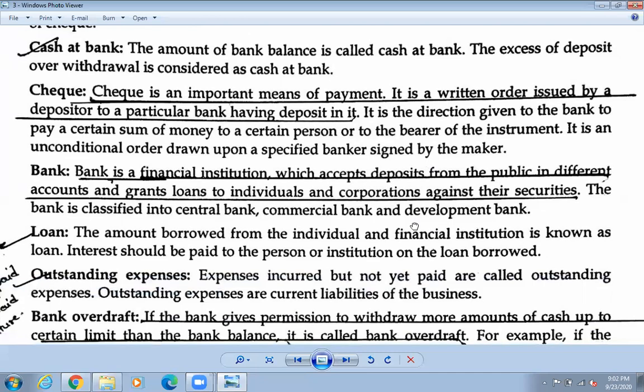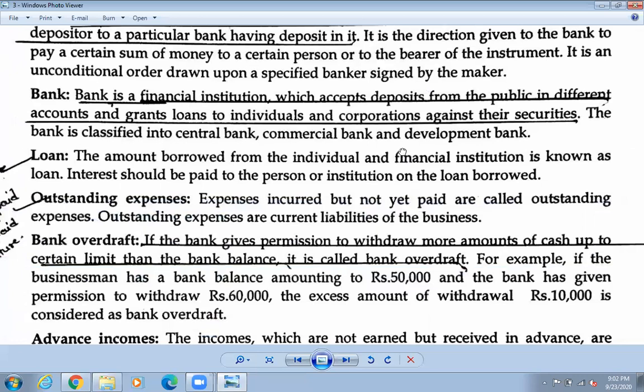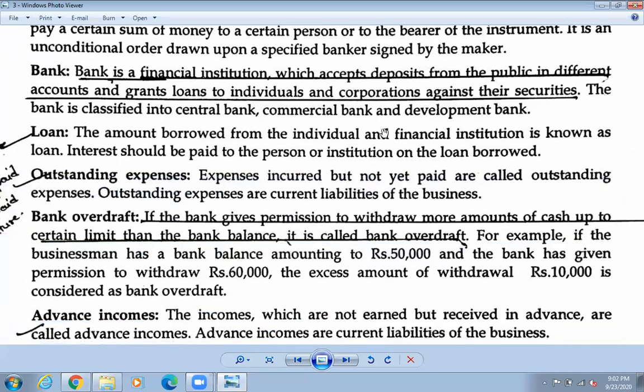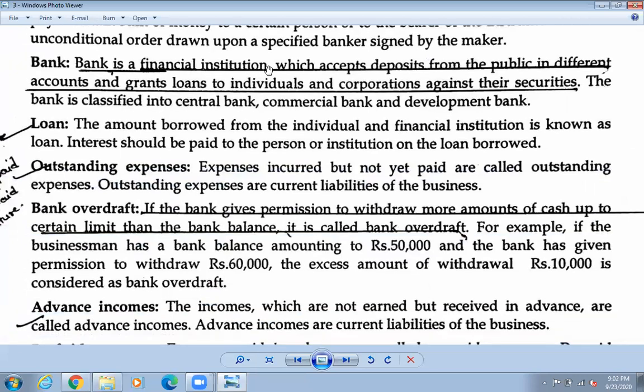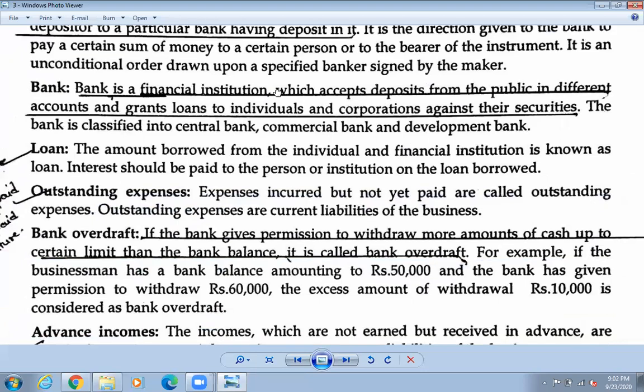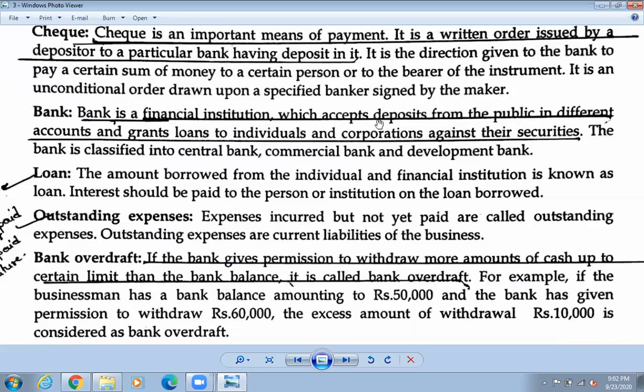So next one is bank. You know the bank. There are so many banks nowadays. Bank is a financial institution which accepts the deposit, whatever check you have drawn right now. So they are going to deposit.